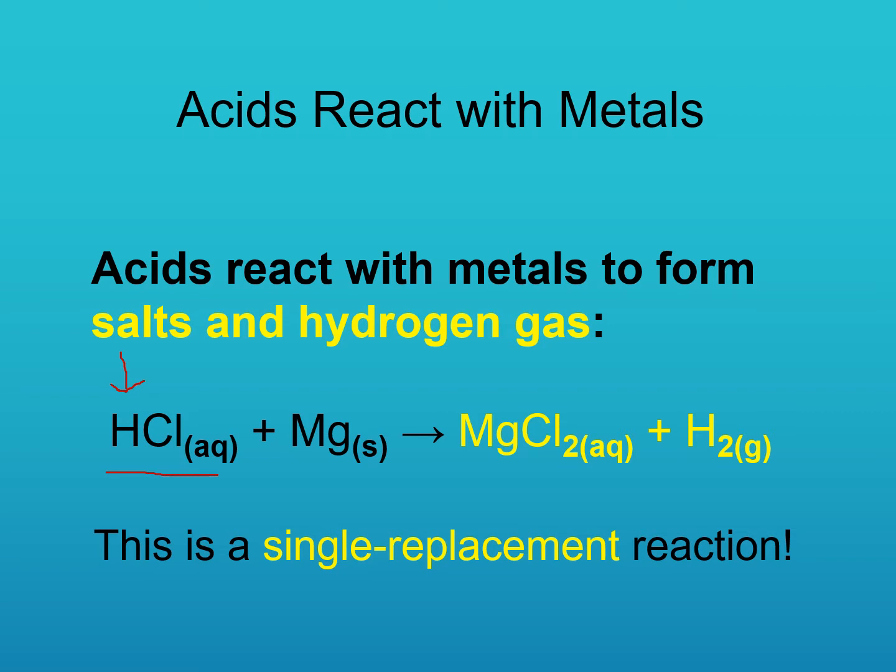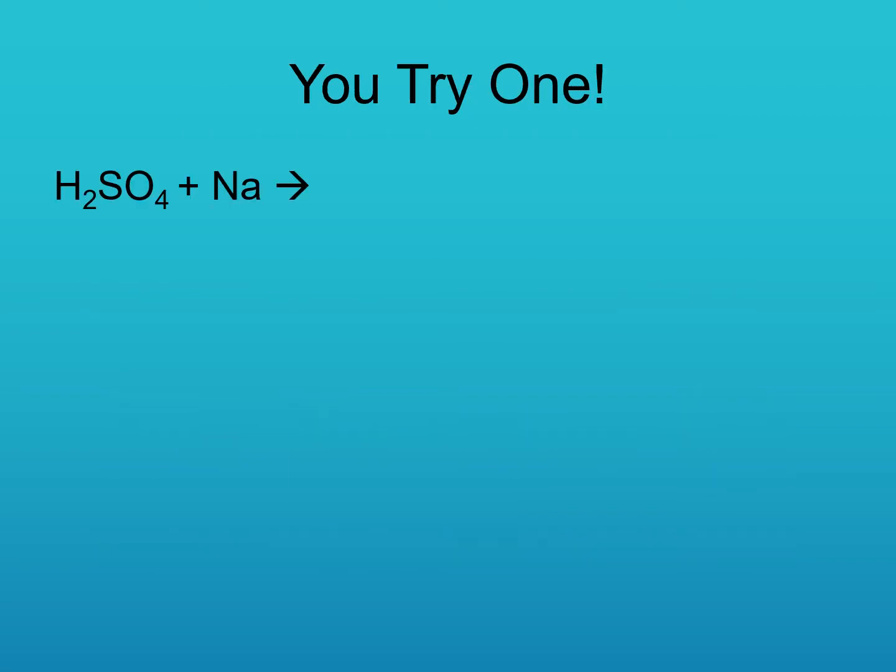So what happens here is a single replacement reaction. Hydrogen and magnesium are going to switch places. So magnesium is going to bond with chlorine and make magnesium chloride. And then hydrogen is going to be by itself, making hydrogen gas. Simple enough, the magnesium is +2, chlorine is -1, and that's how we get MgCl2.